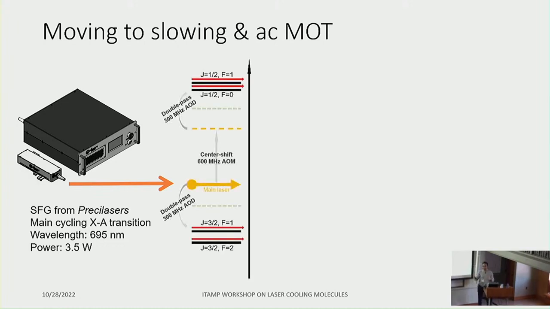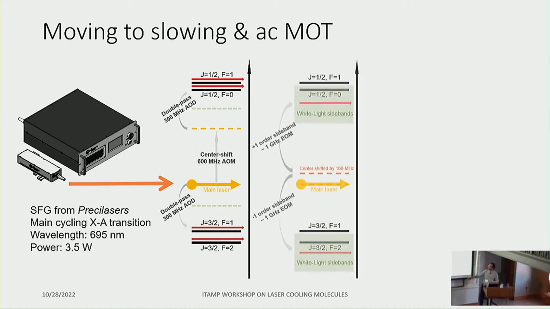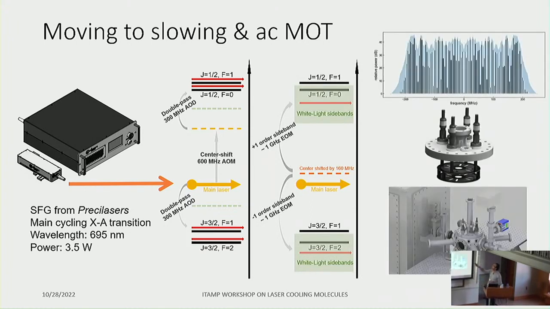We have come up with this scheme of using AOMs and EOMs and a single laser frequency to create all the necessary sidebands we need for slowing and MOT. So we will perform white light slowing as our preliminary way of slowing. And we have already made these EOMs that have sidebands that spread over the entire velocity spectrum.